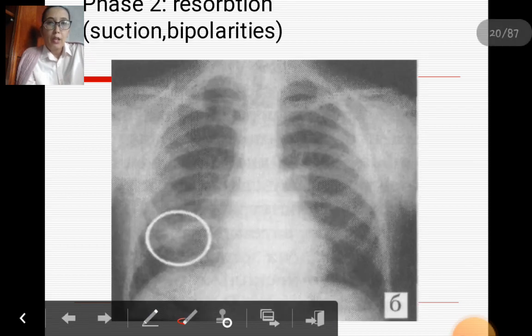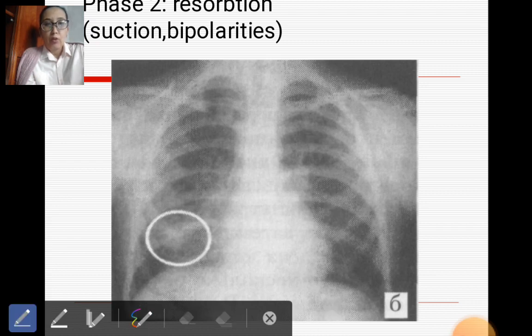In this slide you can see phase 2, second phase called resorption or bipolarity. I will show you. This is one pole, it is second pole, and between it you can see path between these two components.